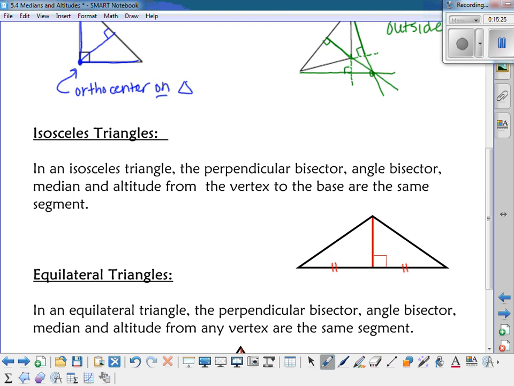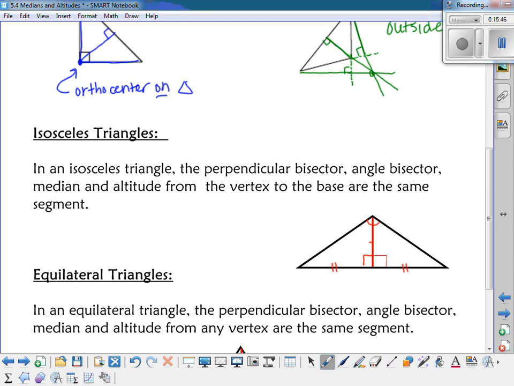And I would know by reflexive that this is congruent to itself. I have congruent triangles because of the right angles also. This would also be a right angle. So by side angle side, I know those triangles are congruent. Well, that means that these angles are congruent. So that means it's also an angle bisector.